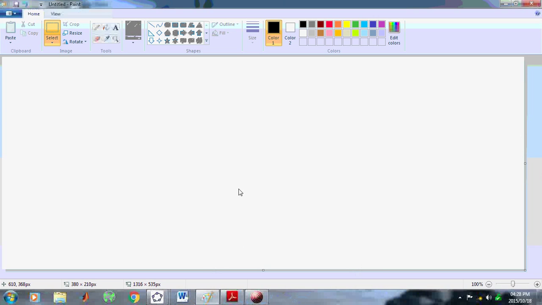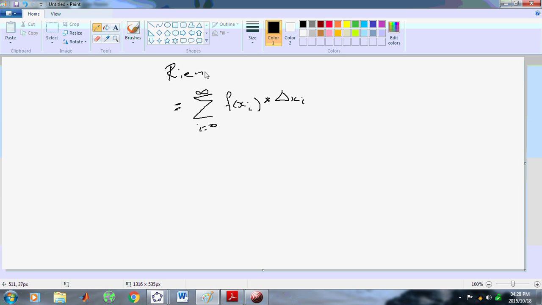So you really have Riemann's definition, which is the sum of f(xi) times delta xi. So that would be the sum from i equals 0 to infinity, and this is just an approximation. It's never really the area or the volume defined by the integral, because it's always an approximation. So this here is the Riemann definition.